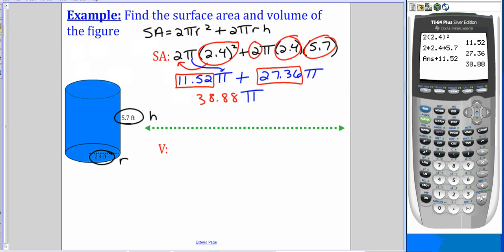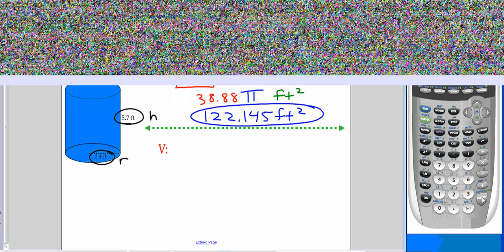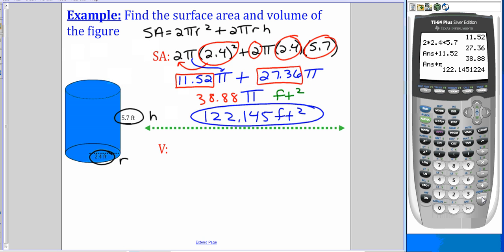So we're doing surface area, so my units will be squared, and the units that I had for my radius and height were feet, so that's feet squared. And now I'm going to go ahead and take my 38.88 and multiply by pi. And again, use the pi button. Please don't use 3.1 something. Use your pi button. And don't round along the way. Don't get rid of any decimals on the way. Leave it like that.